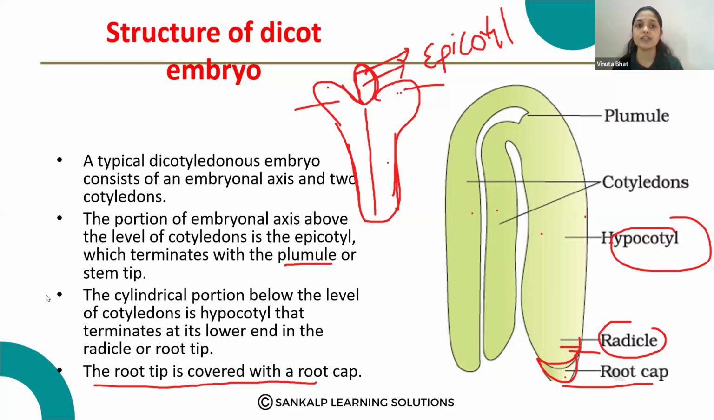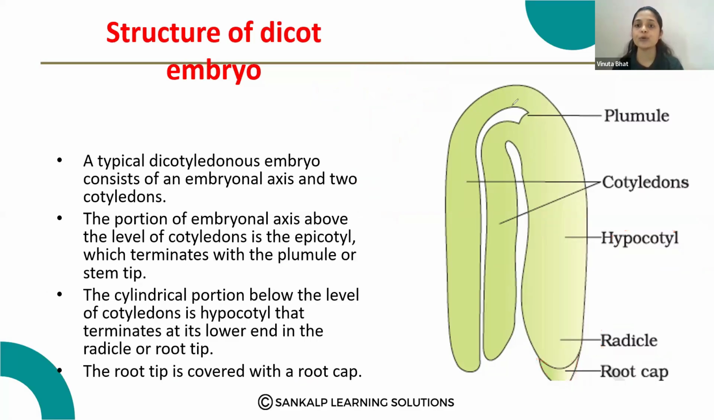So this is the structure of the dicot embryo. The dicot embryo mainly contains the two cotyledons and the embryonal axis. The region above the cotyledon is called the epicotyl, and that terminates with the plumule. The cylindrical region just below the cotyledons is called the hypocotyl, which terminates with the radicle or the root tip, and the radicle is covered by the root cap. So this is the structure of the dicot embryo.